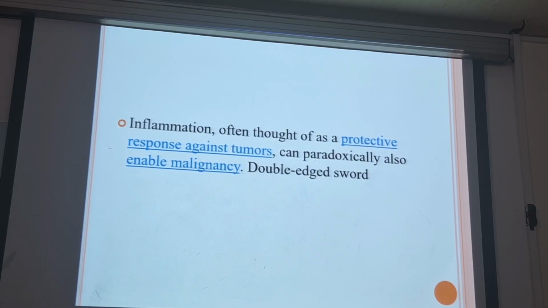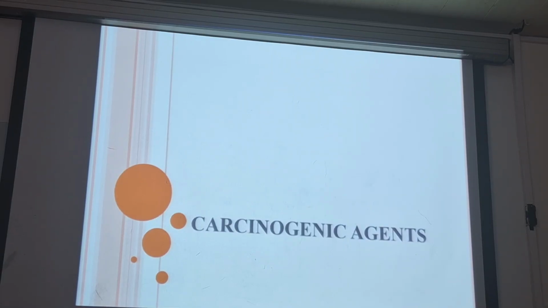Inflammation is often thought of as a protective response against tumors, and it can also paradoxically enable malignancy. So we say that this is a double-edged sword. So in some inflammatory diseases, for example ulcerative colitis, we have an environment in the site of inflammation.